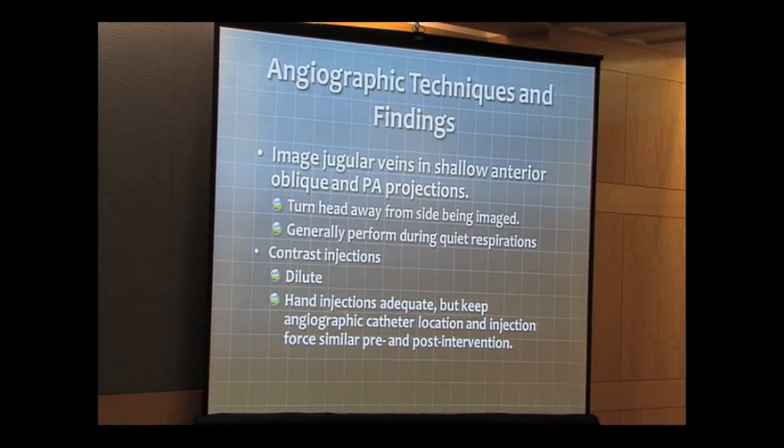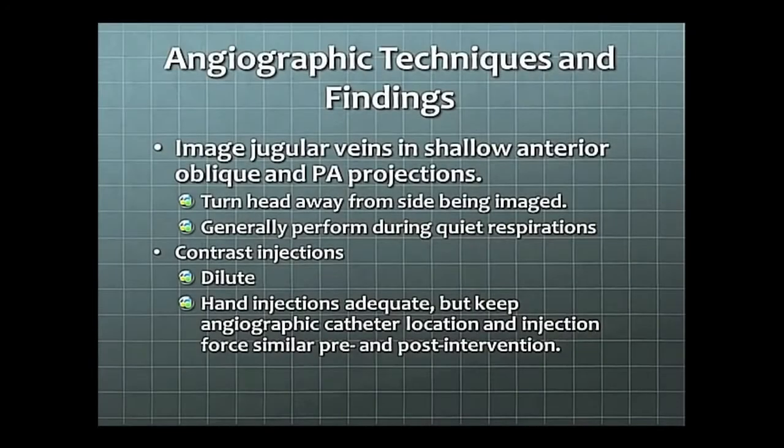In terms of imaging, the most useful projections are PA and anterior shallow oblique projections. Turn the head away from the side you're imaging for 2 reasons. You want to get the jaw off the internal jugular vein, and also you want to relieve any muscular compression on the internal jugular vein with that. And I'll show you a case of that later where if the head is not turned contralateral to the imaging, you can create a stenosis.